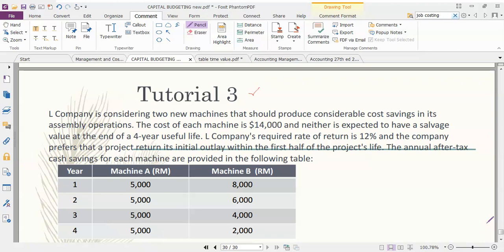And then another one, I also want to discuss the job posting tutorial that I've given to you, tomorrow. Can, class? Okay, so make sure that you do it first, because later you might forget. If you don't complete it, you will forget how to calculate.